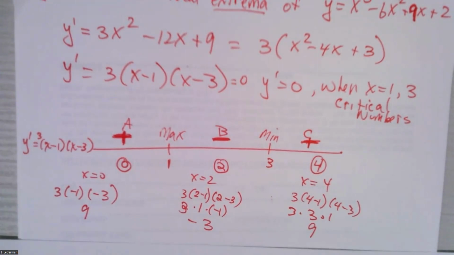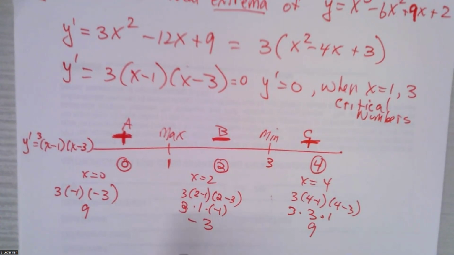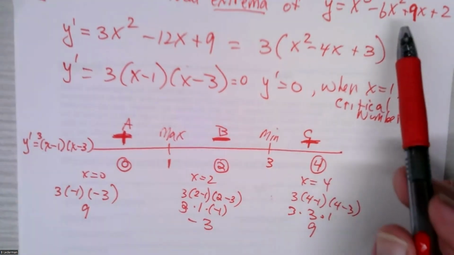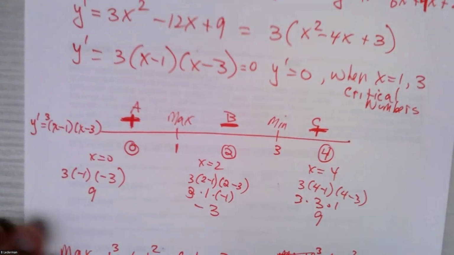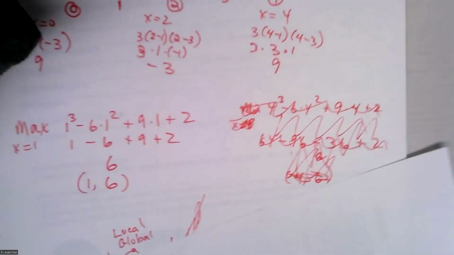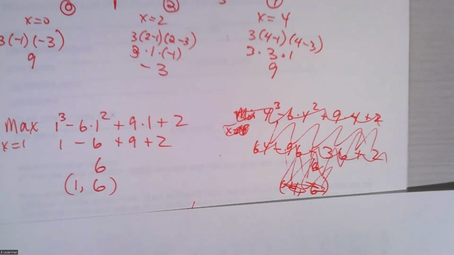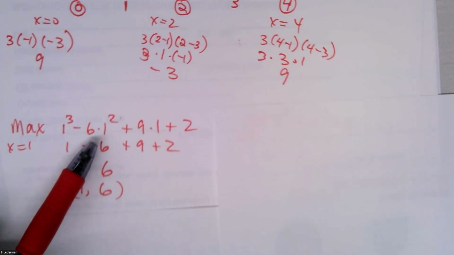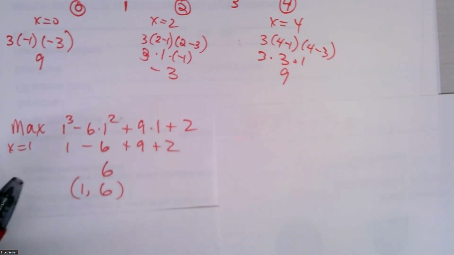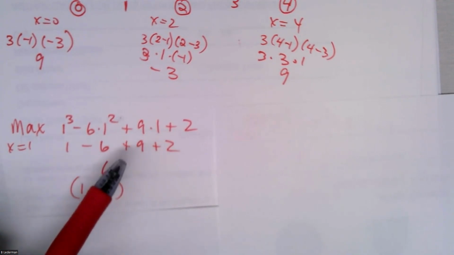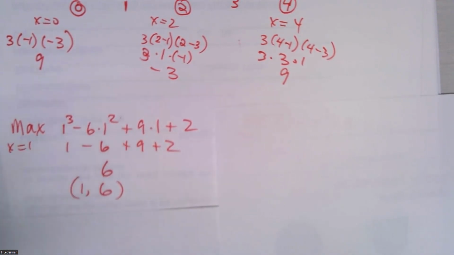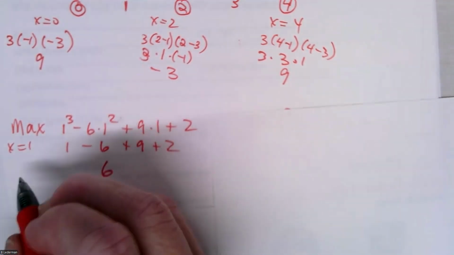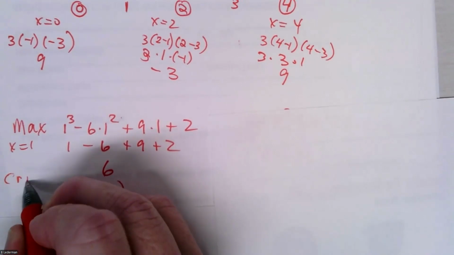So I plug in 1. We'll do that one first. When I plug 1 into the original function, I get 1 to the third minus 6 times 1 squared plus 9 times 1 plus 2, which is 1 minus 6 plus 9 plus 2, which comes out to a grand total of 6. So the point 1 comma 6, that is my critical point.